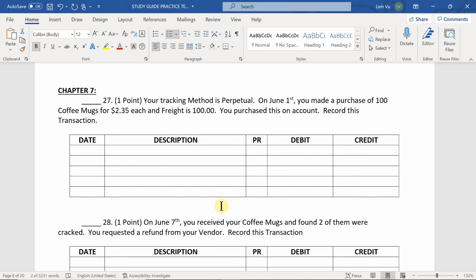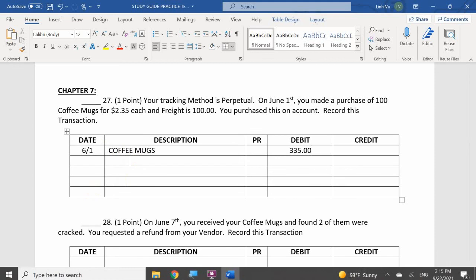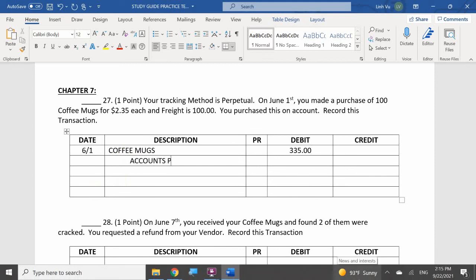Record this transaction. So you have 100 times 2.35, which is $235, plus freight, so $335. What did you buy? The coffee mugs. So you have 335 in inventory, good, right? Because you include everything, the freight too. And you have accounts payable. Good, accounts payable.